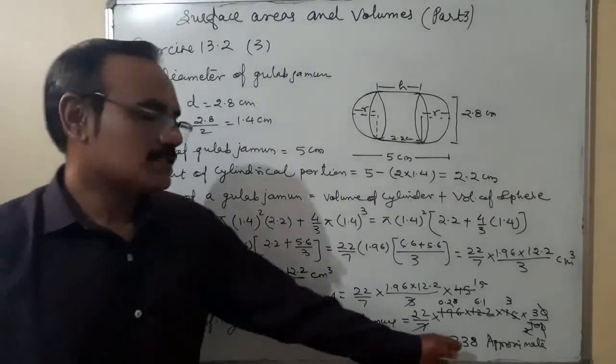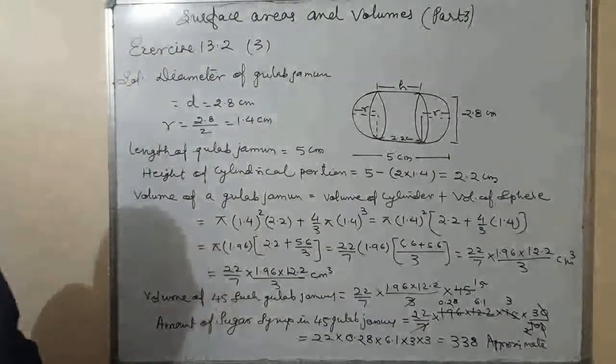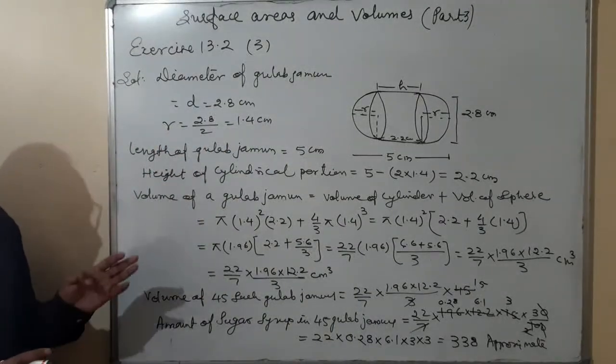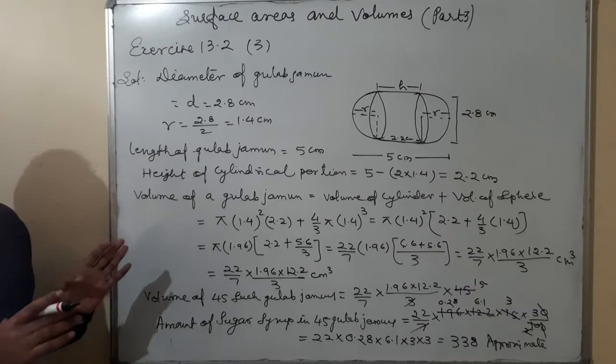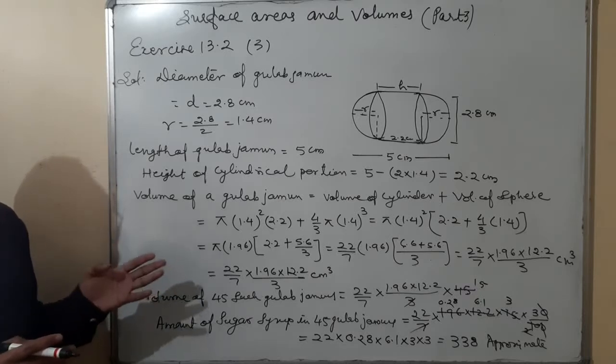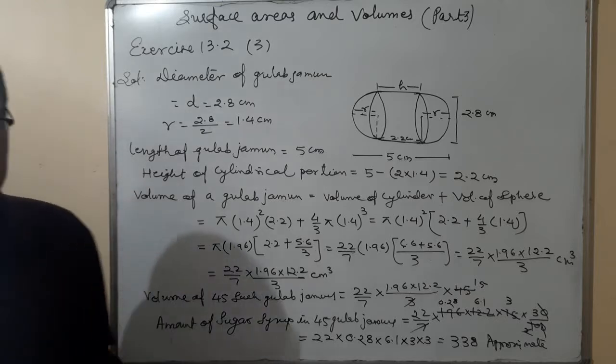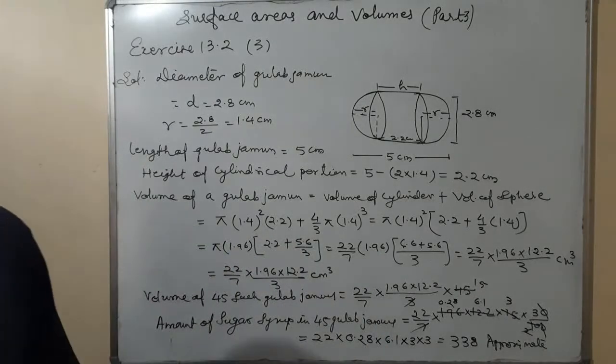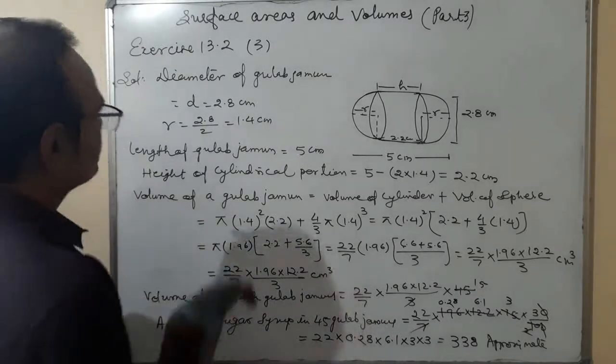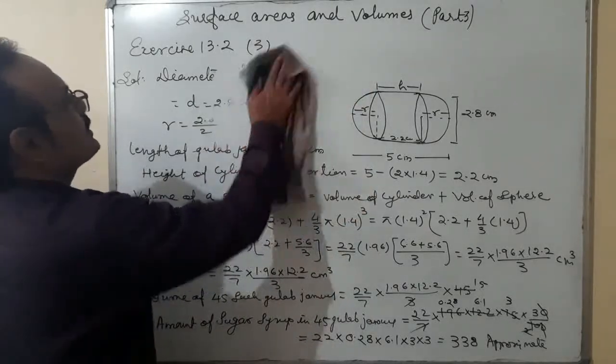The result is 338. So this is the question I have done. First I found the volume of a gulab jamun, multiplied by 45, and then multiplied by 30%, that means 30 upon 100. Okay, so that is question number 3.